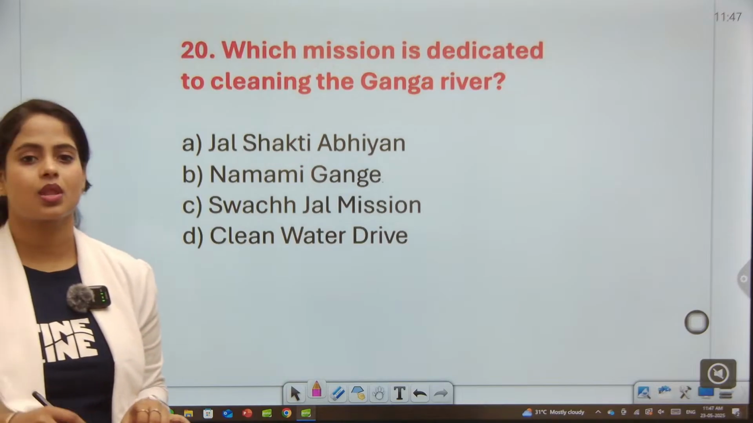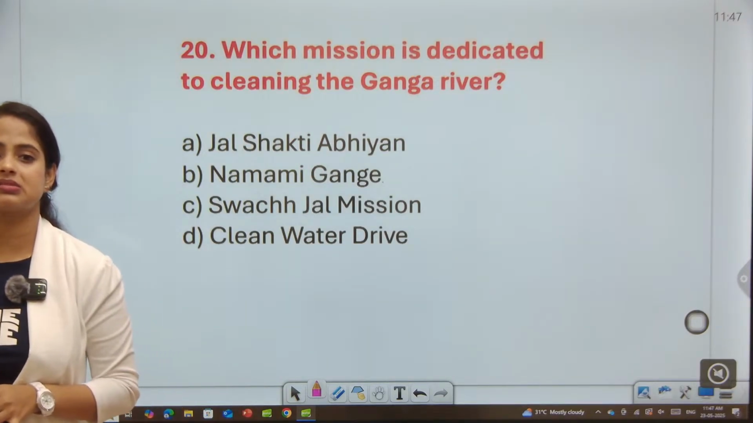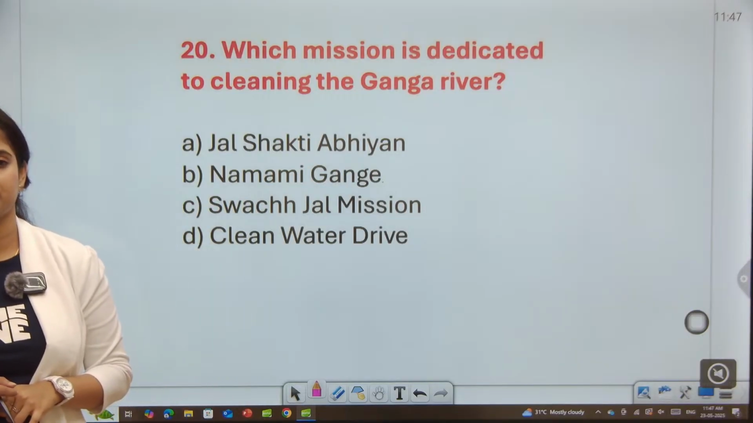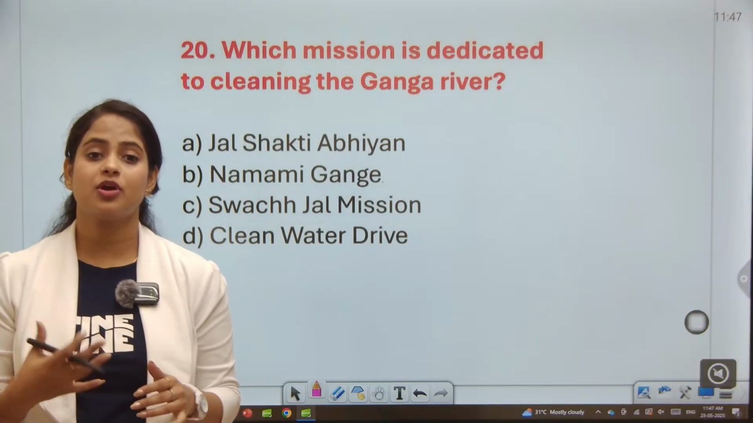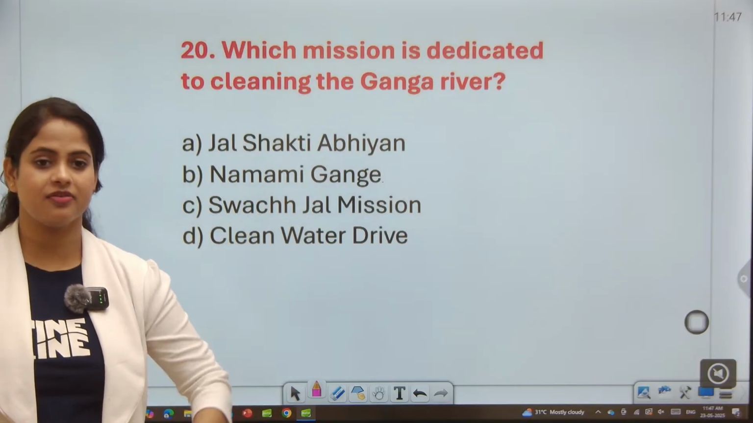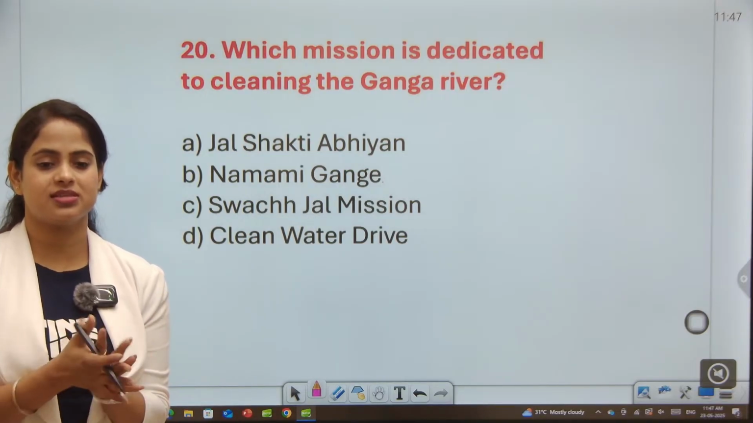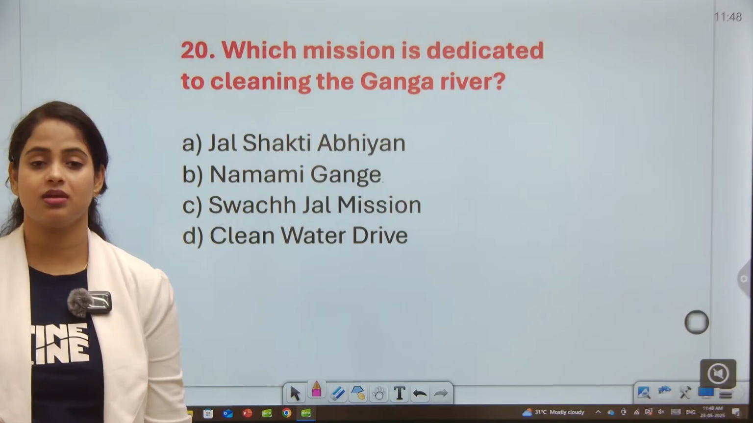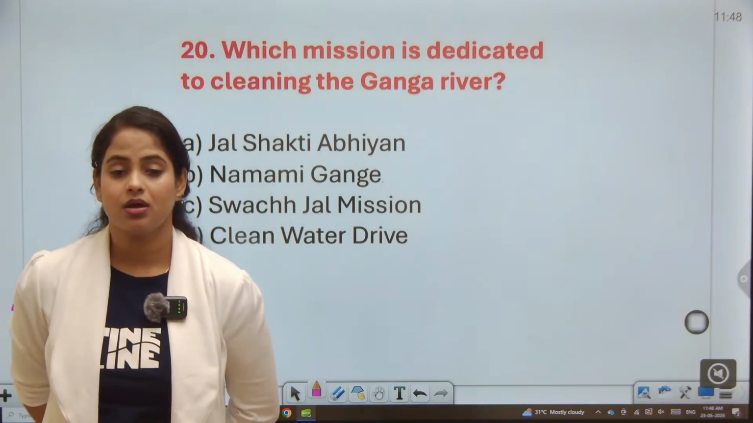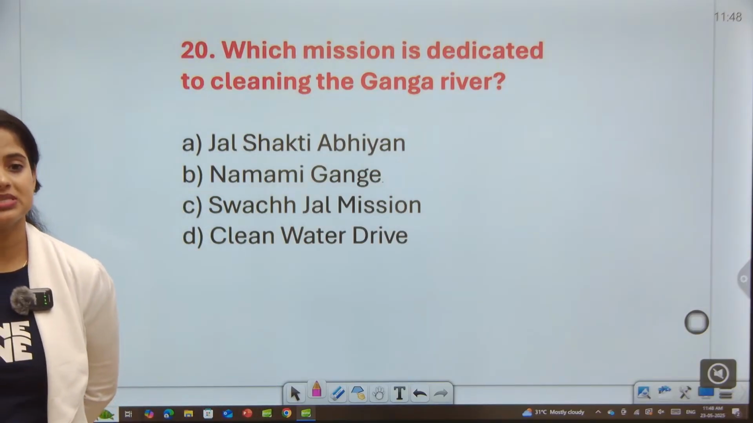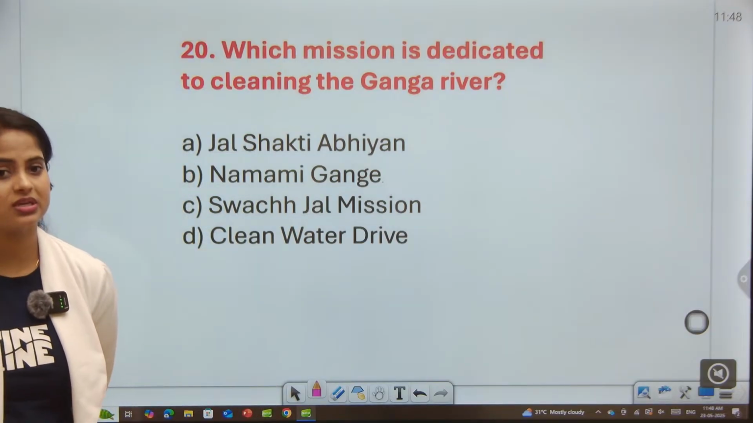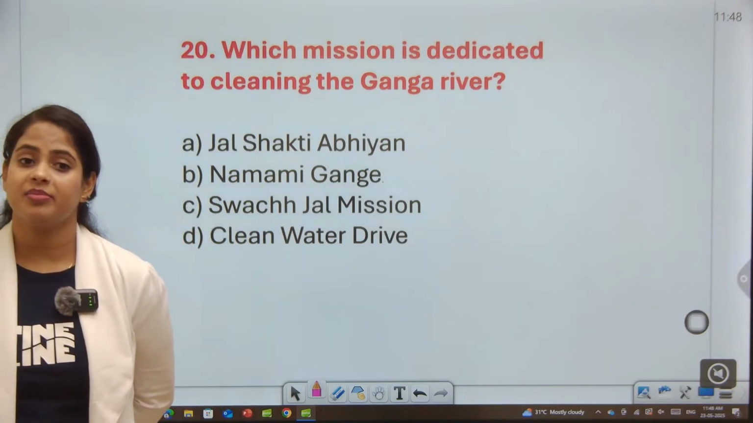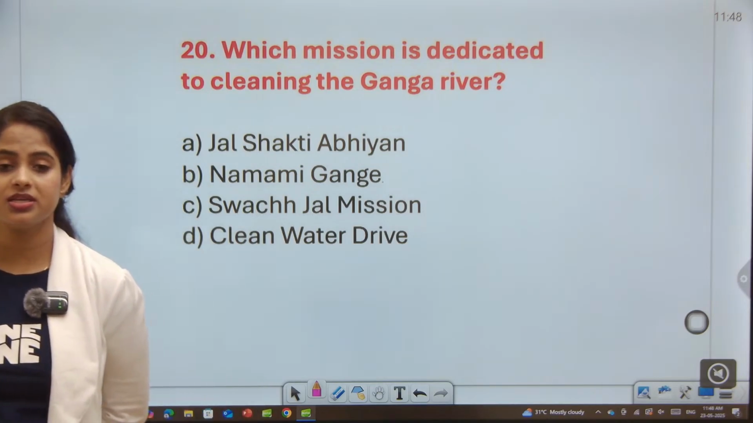Next, which mission is dedicated to cleaning the Ganga river? So give me the right answer in the comment section. Which mission is dedicated to clean the Ganga river? Jal Shakti Abhiyan, Namami Gange, Swachh Jal Mission, or the Clean Water Drive.